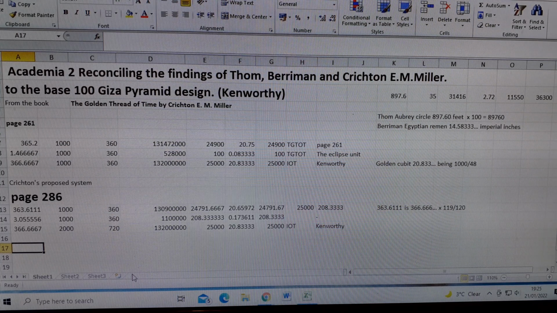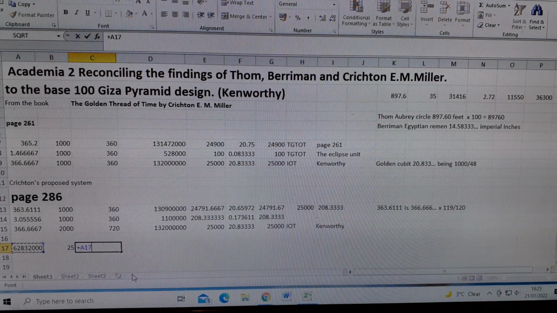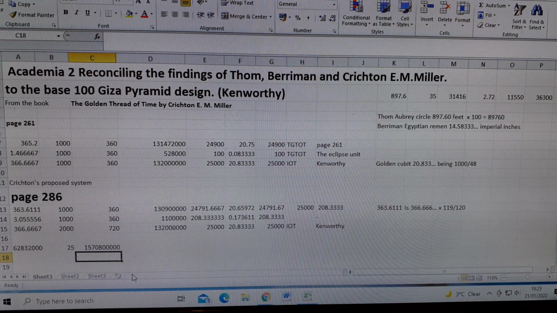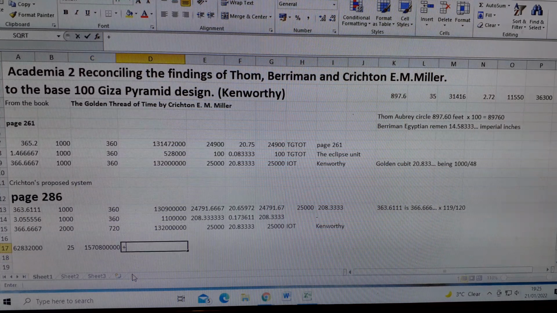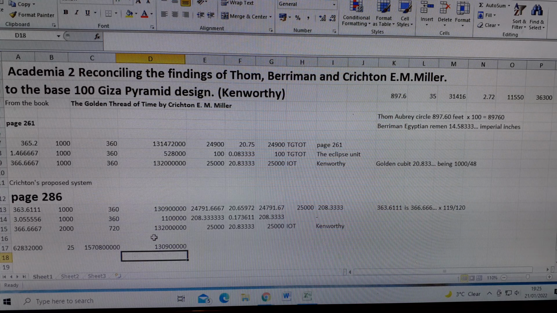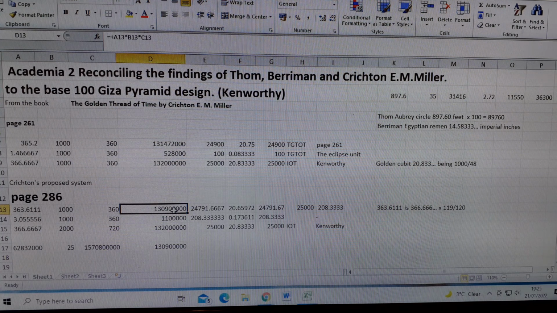I've got to read it again because I can't remember. 62,832 times 25 is 1,570,800,000 imperial inches. We're going to divide that by 12. We get 130,900,000. It's there. But I've reached that using this system here that Crichton has already told us about.